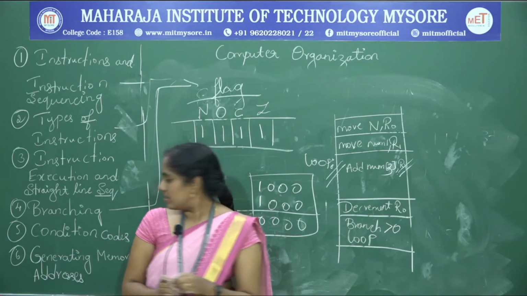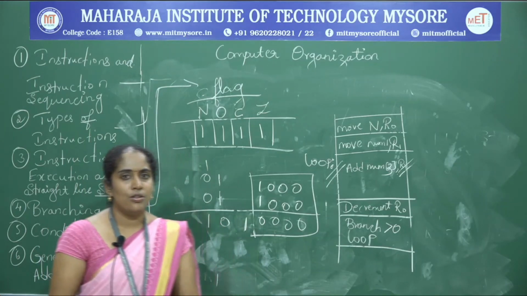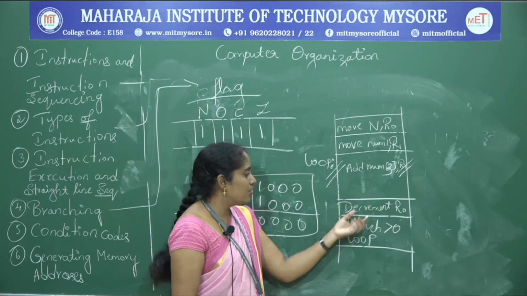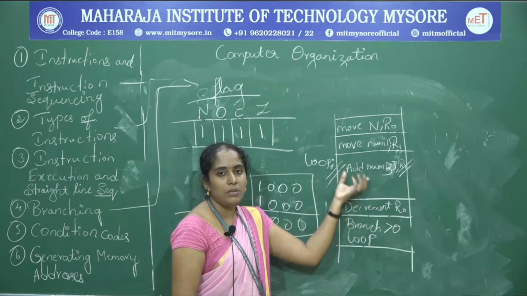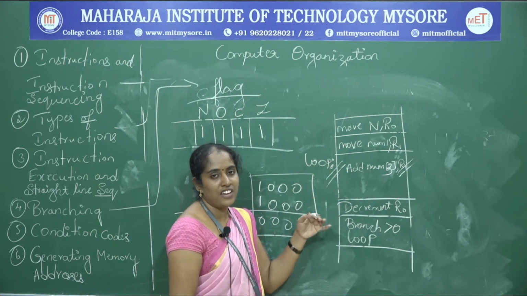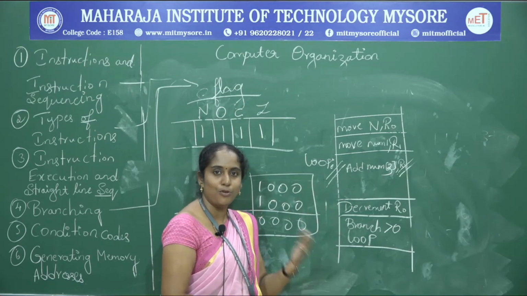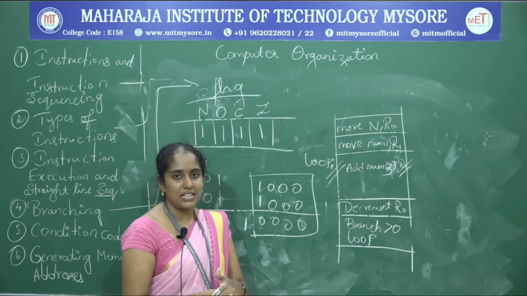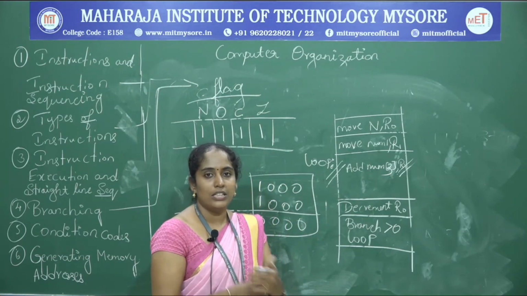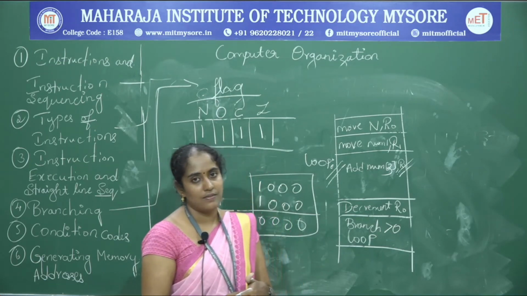So, the next topic is generating the memory addresses. In these looping statements, this will be executed n times, right. Here we cannot explicitly specify the addresses of num1, num2, num3, num4. So, to represent that, we need different addressing modes. In the next topic we will discuss the different addressing modes. Thank you.